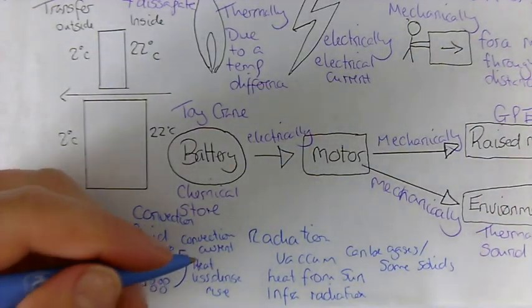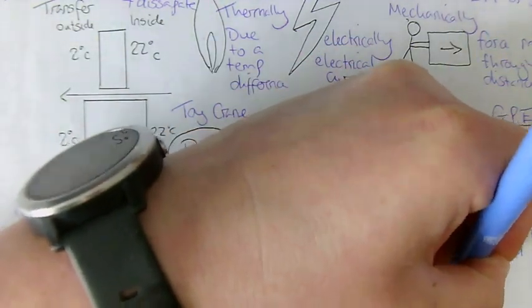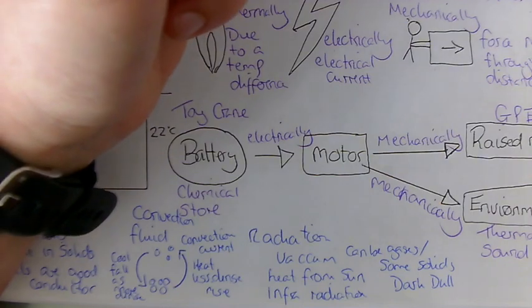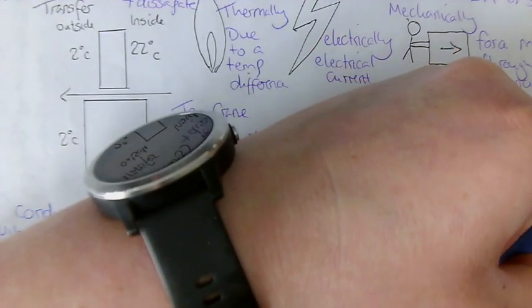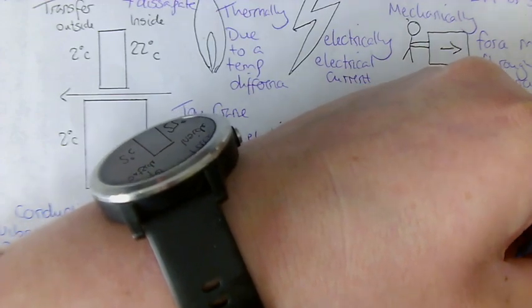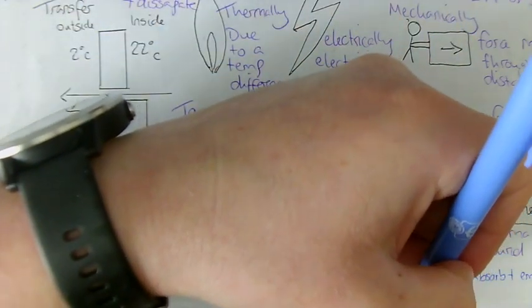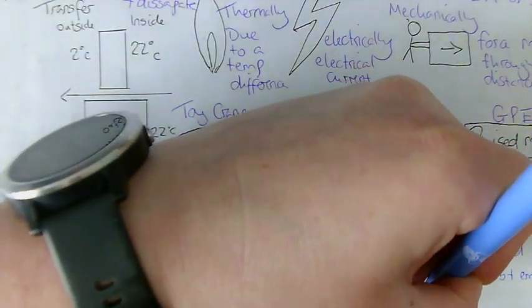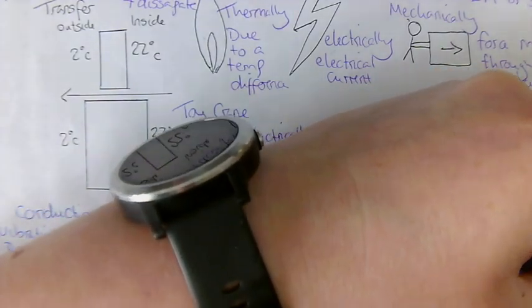With radiation, if you have dark, dull objects, they will easily absorb and emit infrared, but shiny light surfaces will reflect.